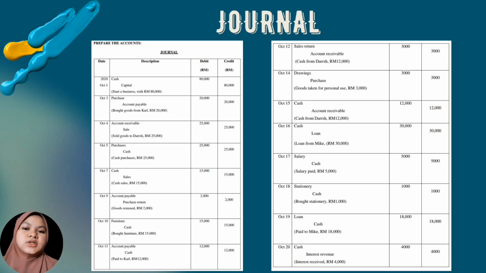On 1 October 2020, Noah started a business with 18,000 ringgit. So the cash at debit is 18,000 ringgit and the capital at credit is 18,000 ringgit. On 3 October, bought goods from Carl as much as 20,000 ringgit. So the purchase at debit is 20,000 ringgit and account payable at credit is 20,000 ringgit.